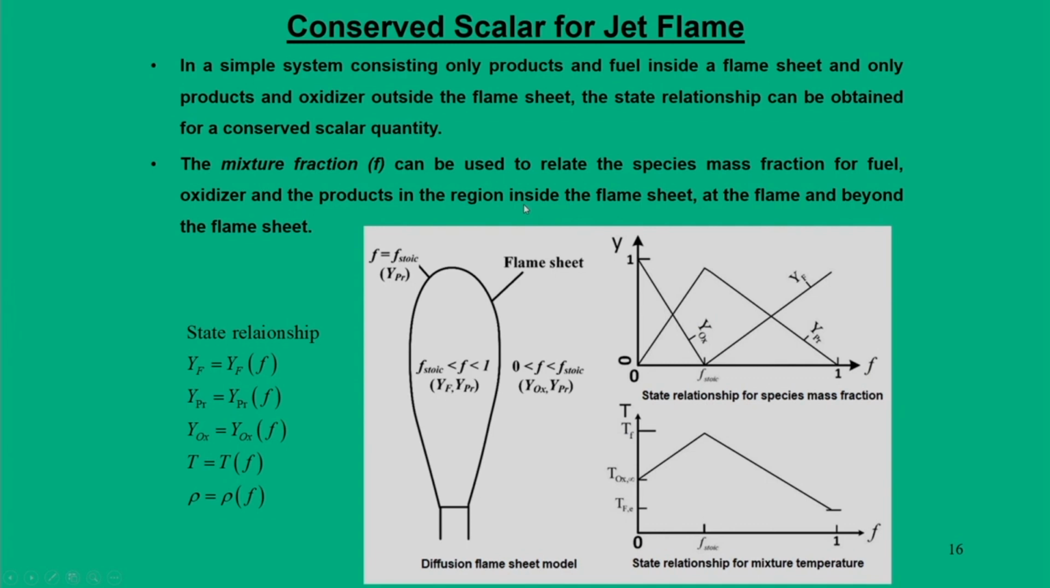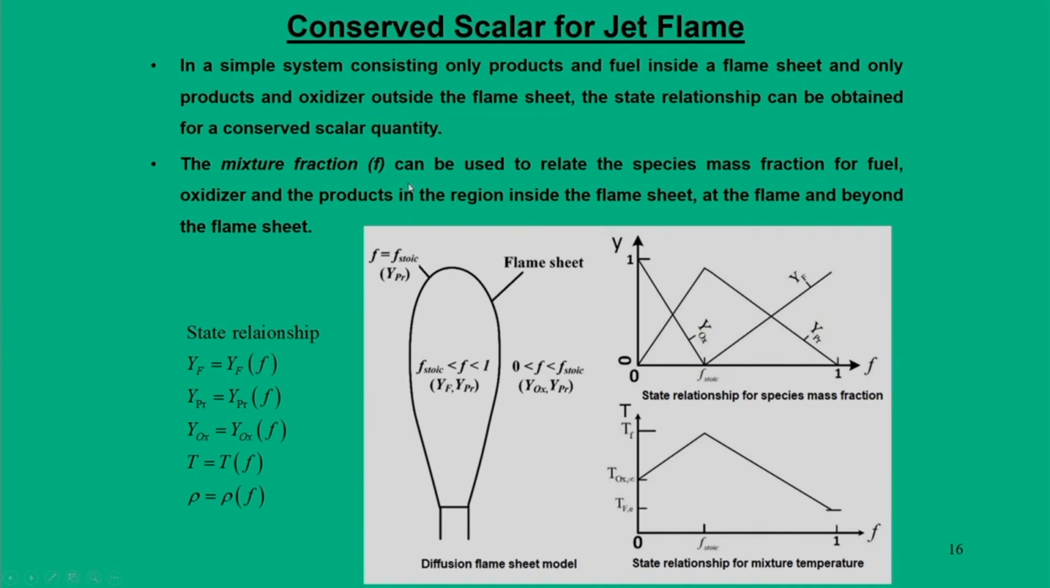The other important aspect that I need to emphasize is the conserved scalar. The conserved scalar is a quantity normally used in all types of combustion problems, which says that any scalar quantity remains conserved throughout the combustion process. One such parameter is the mixture fraction, the fraction of mass or mole fraction of the component which originates from the fuel and which remains conserved throughout its journey in the combustion process.